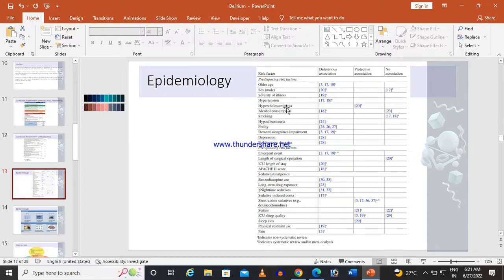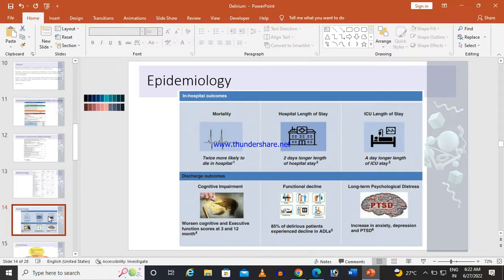These are the risk factors elaborated here. Some suffixes I took from a book. The suffixes are denoted A and B. A indicates the non-systematic review, and B represents the systematic review.